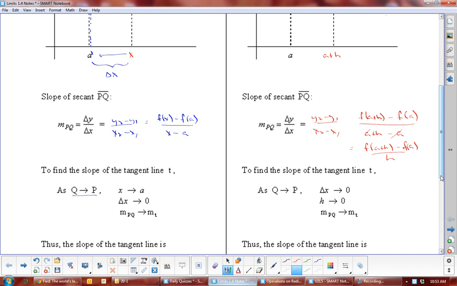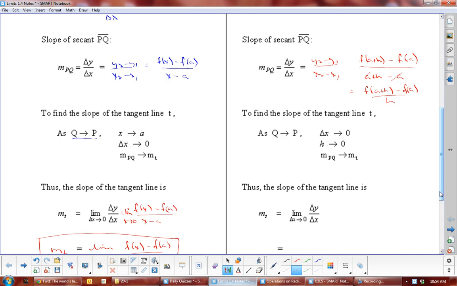Now, what does h stand for again? The distance between them. What do we want that distance between them to become? 0. So this one's nice because it just says, let's make the difference as close to 0 as possible. So as Q gets closer to P, delta x will approach 0. Therefore, h is approaching 0. And then that m, or slope of PQ, becomes the slope of the tangent.